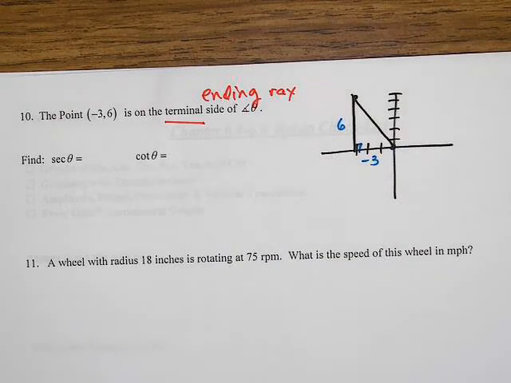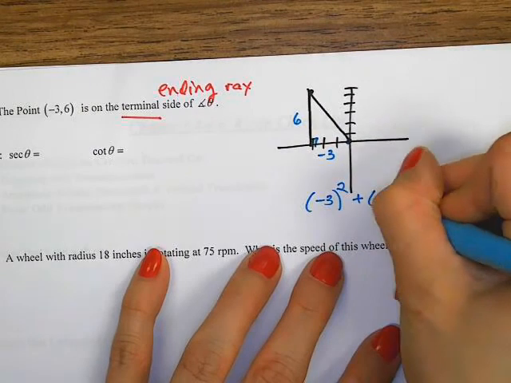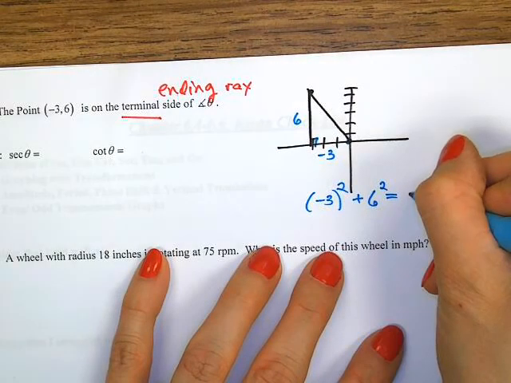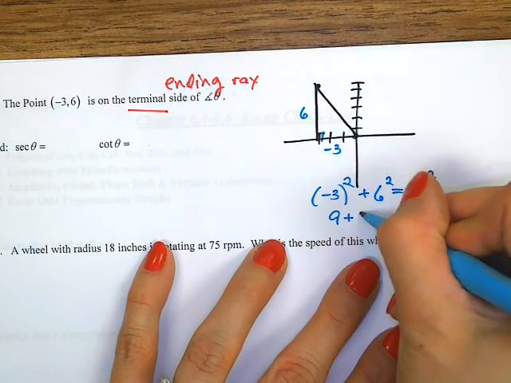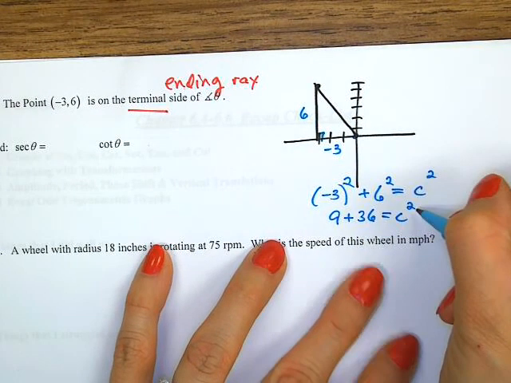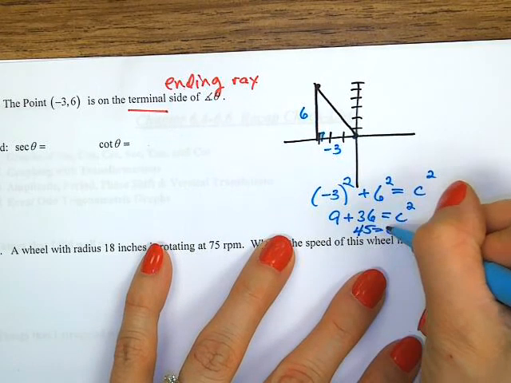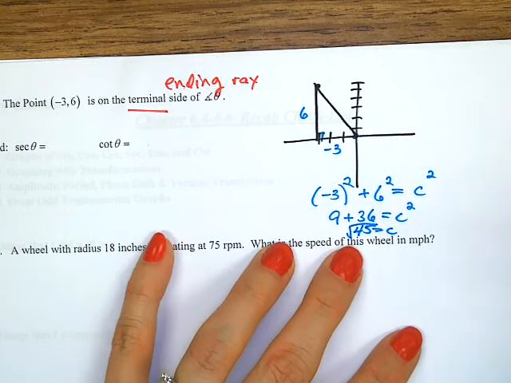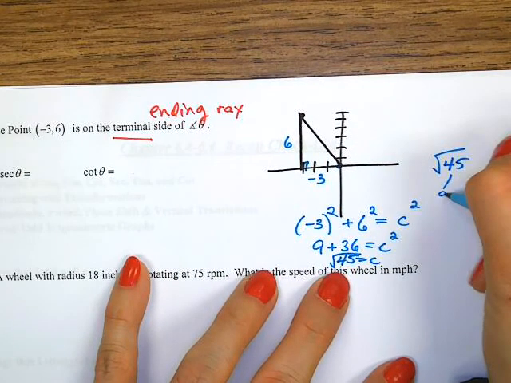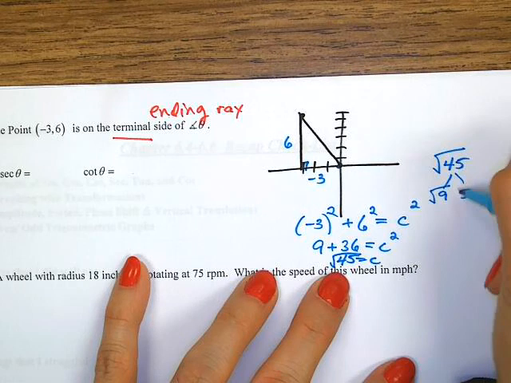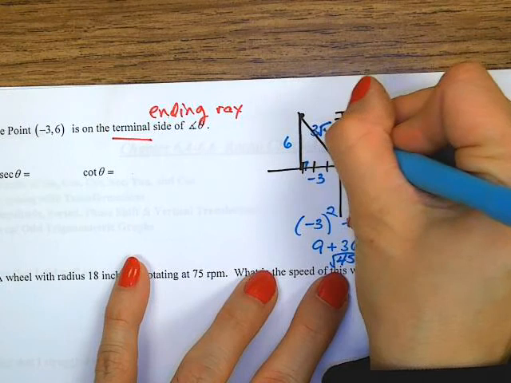Okay, Pythagorean Theorem. -3 squared plus 6 squared equals c squared, I guess. 9 plus 36 is c squared. 9 and 36 is 45, but we're going to have to square root that, and we're going to simplify the radical. So 45 is 9 times 5. Radical 9 is 3, so this is going to be 3 radical 5.